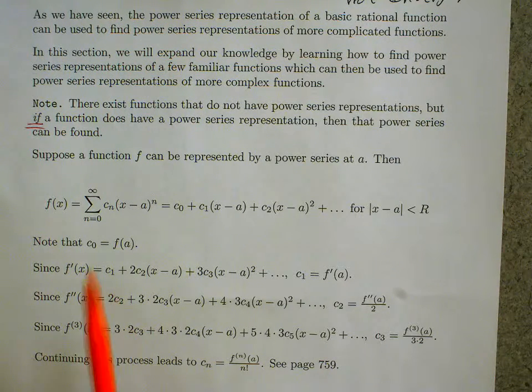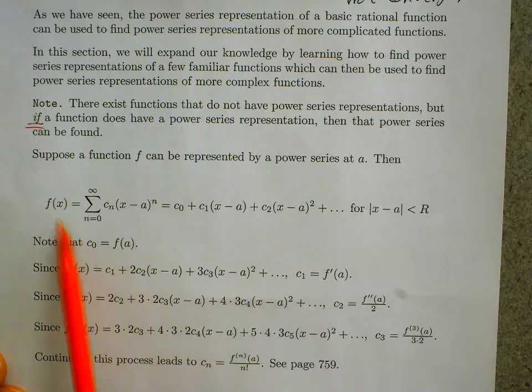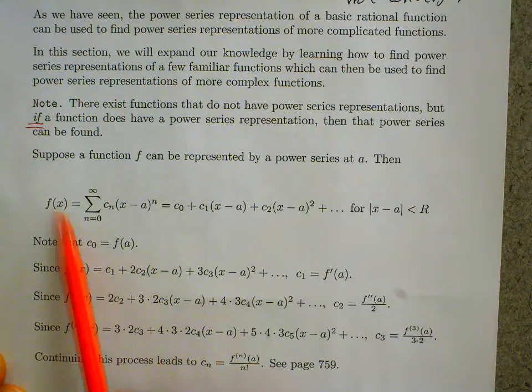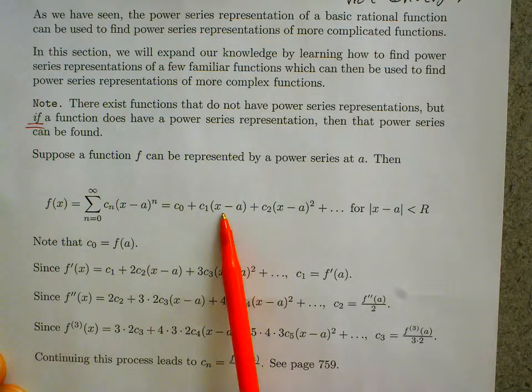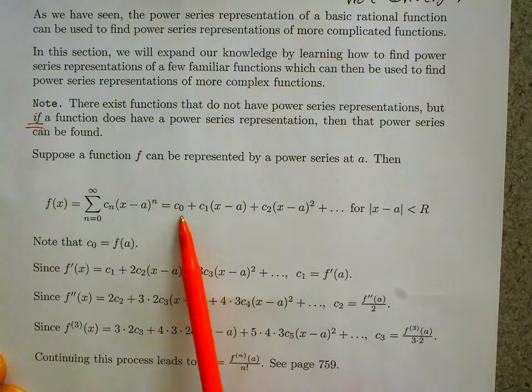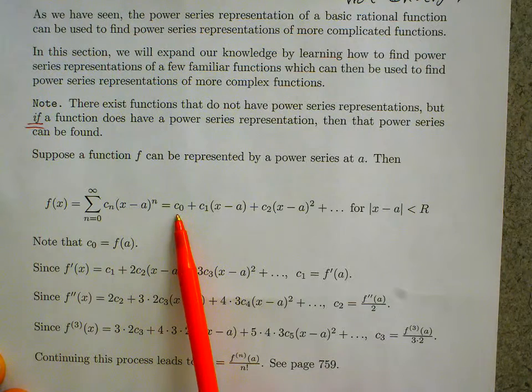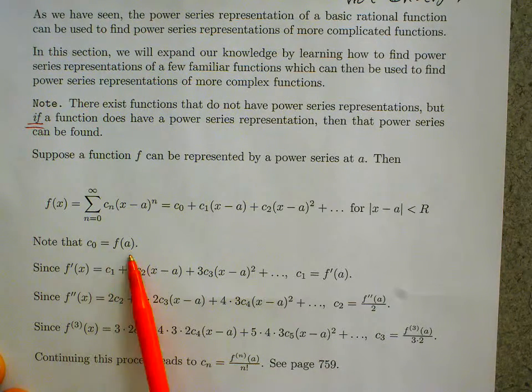Okay, but note, if you evaluate f of x when x equals a, the only term that is non-zero is c sub 0. So the first term, c sub 0, is equal to f of a.